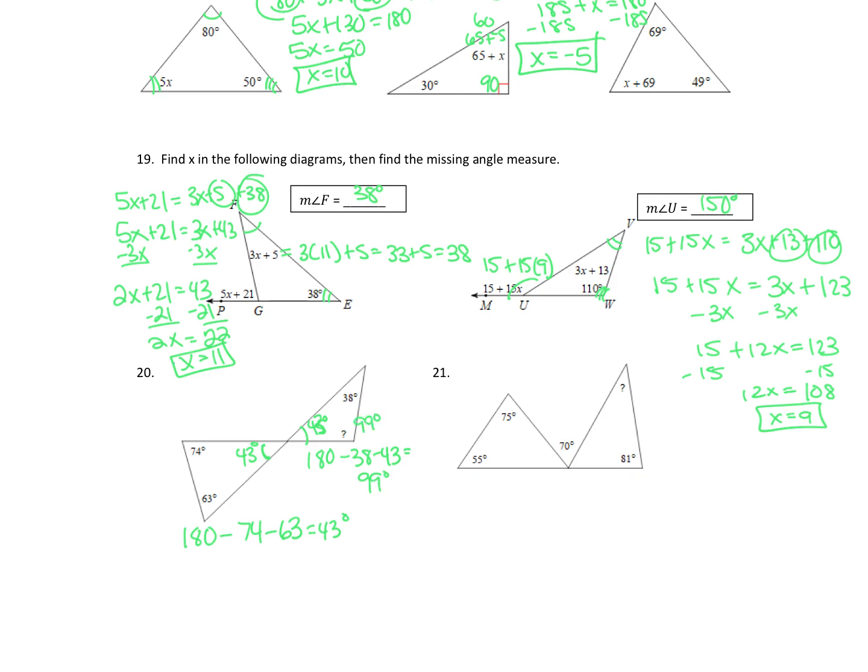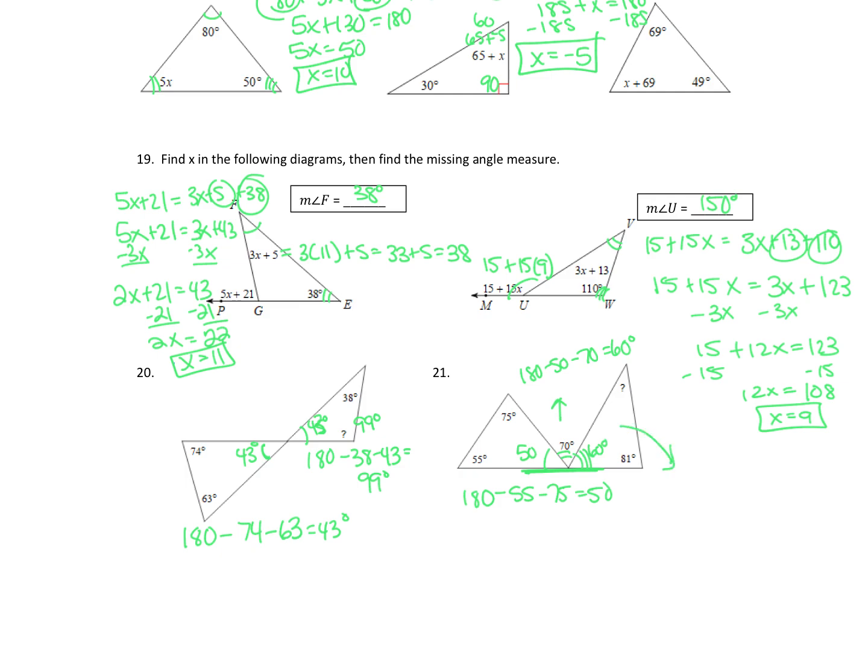And let's take a look at this last one. Again, I can figure out this green angle because I know I have three angles that add to 180. 180 minus 55 minus 75 is 50. And now I have 1, 2, 3 angles on a straight line. They all add to 180. So I've got 180 minus the 50 I know, minus the 70 I know, and that would give me 60 degrees for this leftover angle.